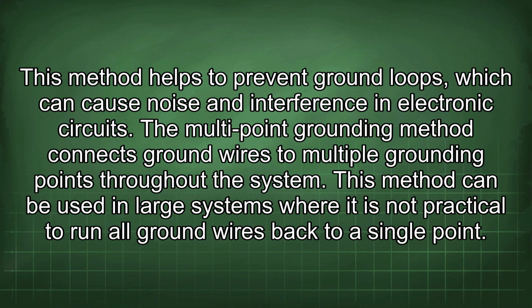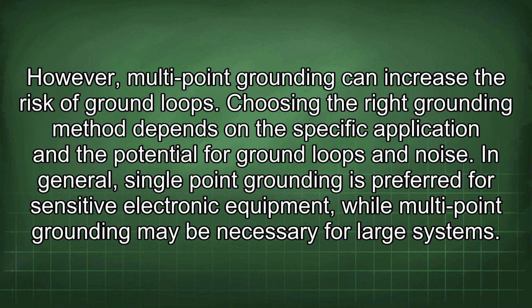The multi-point grounding method connects ground wires to multiple grounding points throughout the system. This method can be used in large systems where it is not practical to run all ground wires back to a single point. However, multi-point grounding can increase the risk of ground loops. Choosing the right grounding method depends on the specific application and the potential for ground loops and noise.